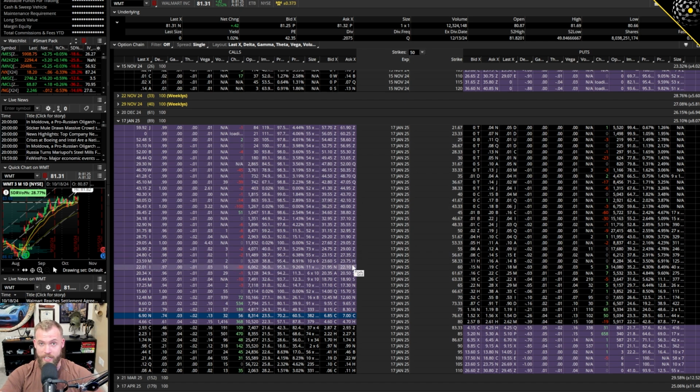Now, again, it doesn't always work out like that. If you get a really big directional move that's the wrong side of the trade, then you can lose a lot more money than if you buy a cheaper option. But if your analysis is good, your trade management is good, by going further out in time, you give the trade a little bit more time to work in your favor.